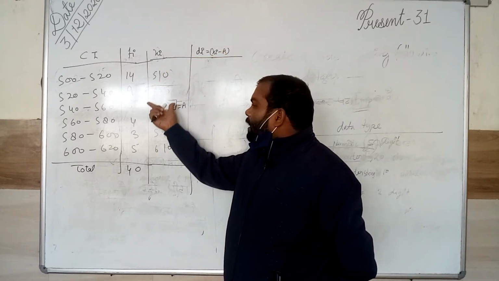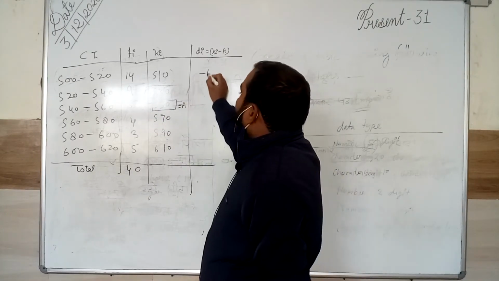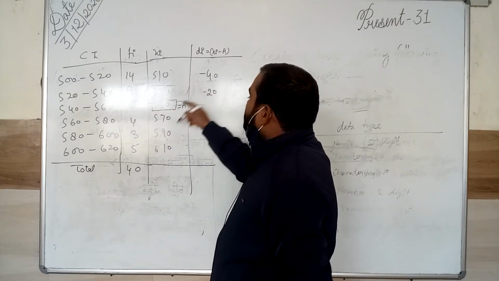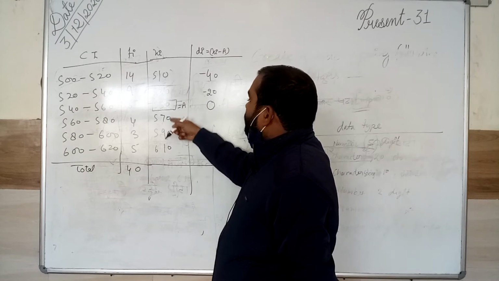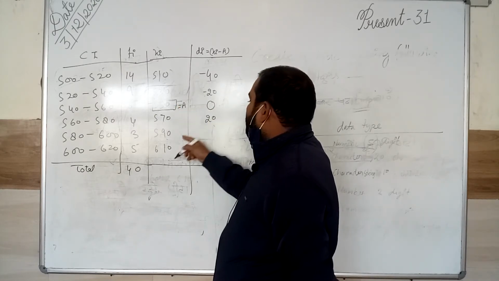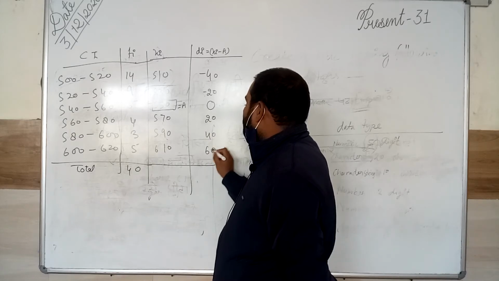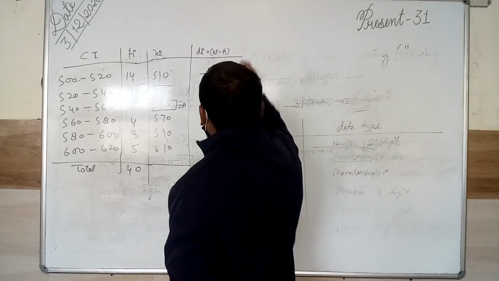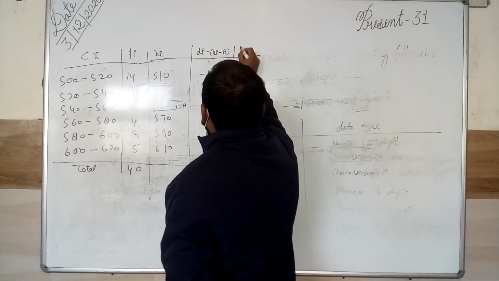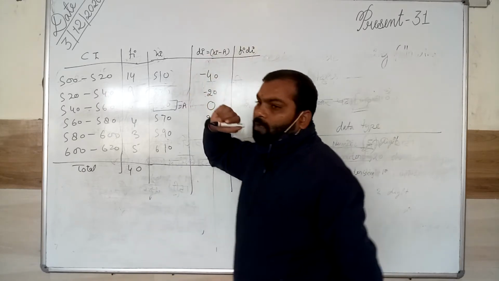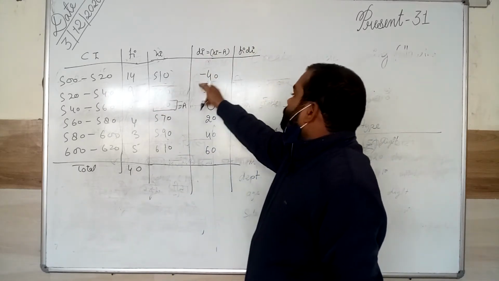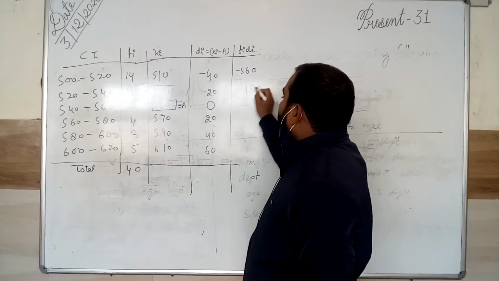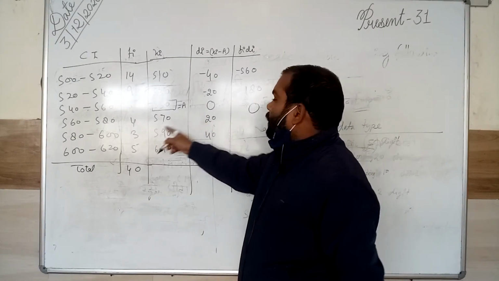So 510 minus 550 is minus 40. 530 minus 550 is minus 20, and this becomes 0. Now 570 minus 550 is 20, and this is 40. Then we can move to the next column, that is fi into di. So 14 into minus 40, 9 into minus 20, 0 into 5, 4 into 20.